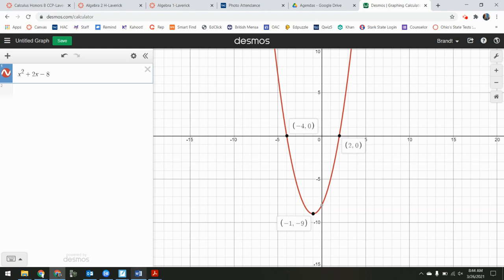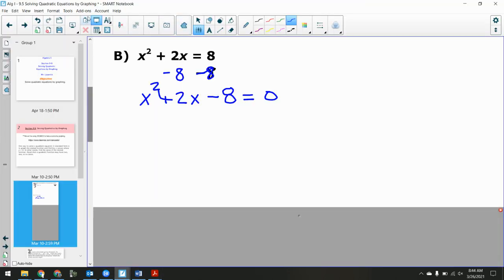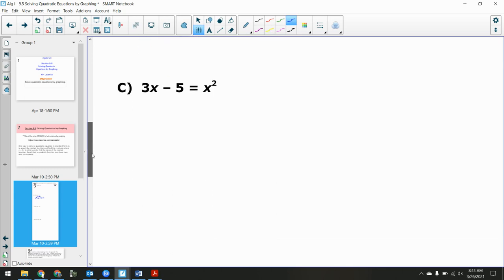Okay. So go ahead and let's do the next one. 3x minus 5 is equal to x squared. How do I put this into standard form? What's the easiest way to put this into standard form? What's the easiest way? So I would subtract the 3x. I like to keep things positive.